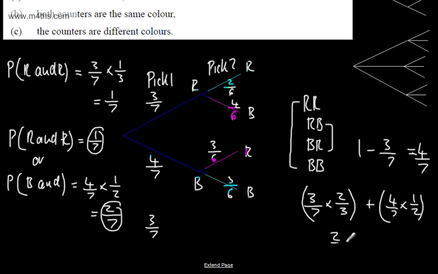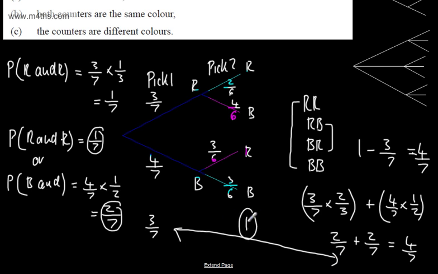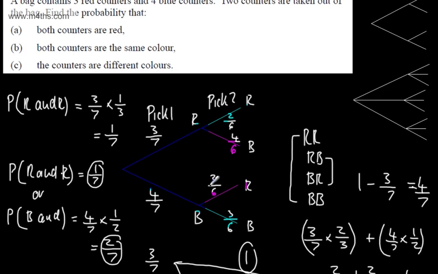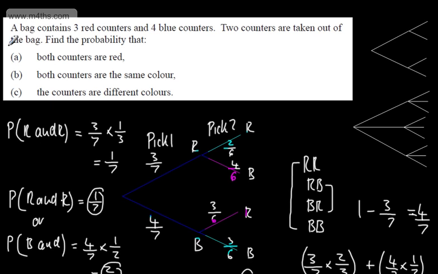This is going to give me 2 over 7, and this is going to give me 2 over 7, which is going to give me 4 over 7. Quite clearly we can see it's exactly the same, and these are all of the possible outcomes. Therefore, they're always going to add up to 1. So you don't have to keep doing the same thing all the time.